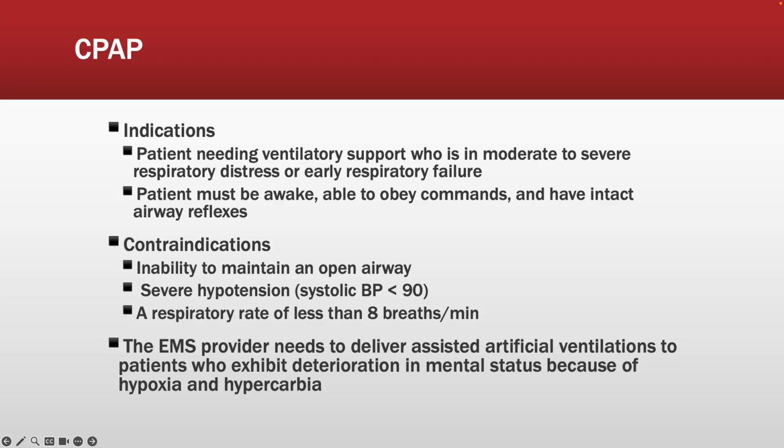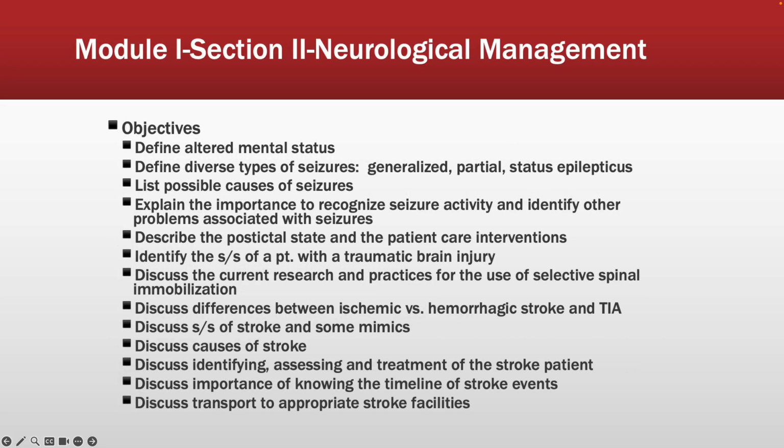Respiratory rate less than 8. Okay, I'm sure you've heard less than 8, greater than 28, we need to ventilate. So if they're not breathing more than 8 times a minute, we should be doing a BVM and not CPAP. The EMS provider needs to deliver assisted artificial ventilations to the patient who exhibits deterioration in mental status because of hypoxia or hypercarbia. That's when we need to step in and ventilate the patient.